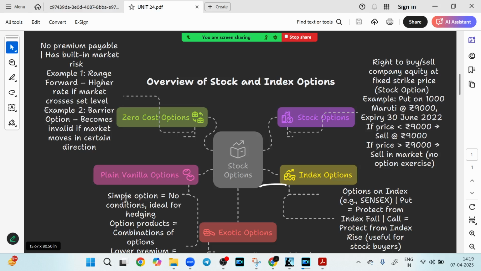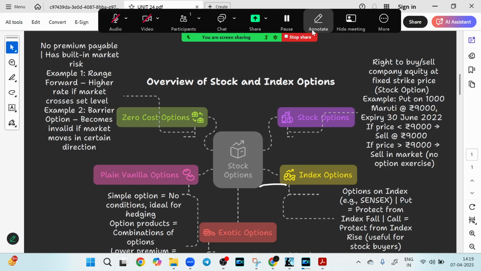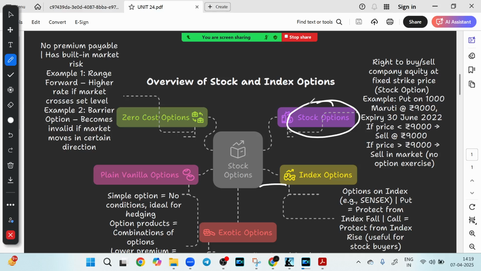Right now, friends, let's switch our attention to the world of stock options. In the world of financial instruments, stock and index options offer a powerful tool for both hedging as well as speculation. Let's explore the types and features that make them so versatile. First of all, what is a stock option? Let me take you to the world of the stock option. A stock option gives you the right to buy or sell a company's equity at a predefined strike price. Yes, there is a fixed strike price and you can buy or sell a company's equity. That is what the stock option gives you.